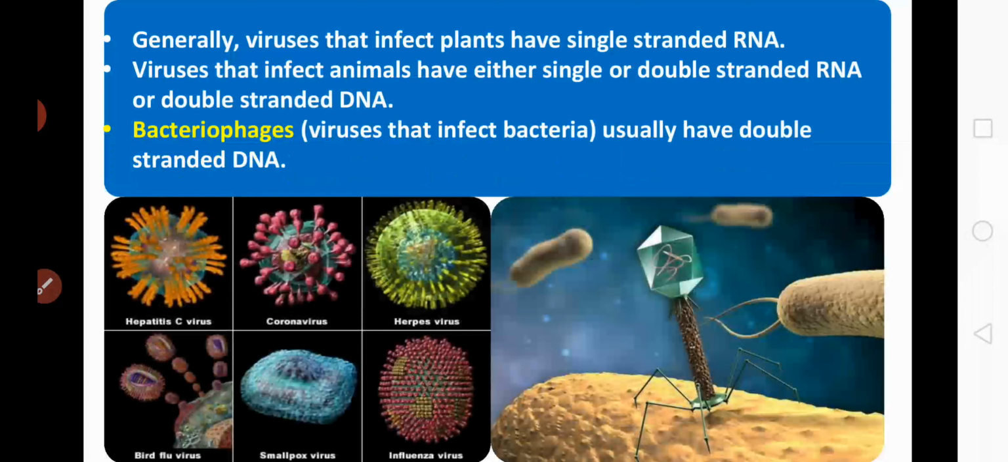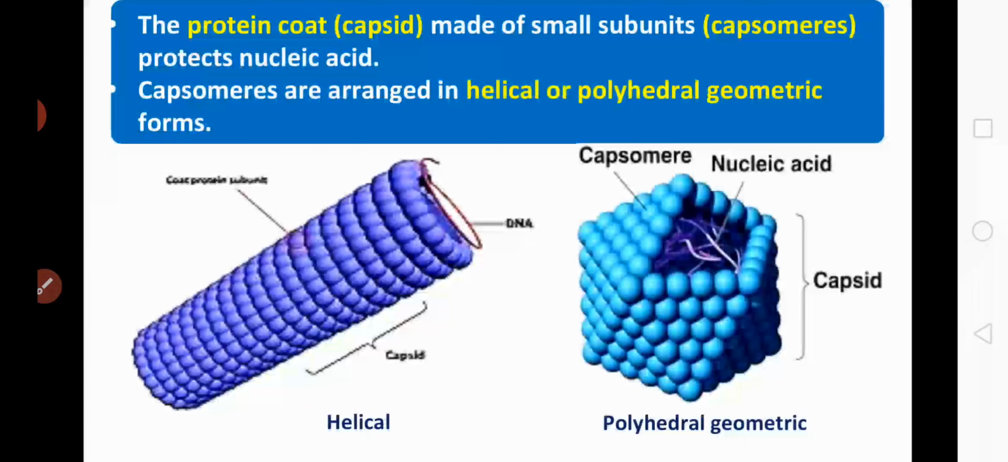And the bacteriophages usually have double-stranded DNA. What is the meaning of bacteriophages? Bacteriophages are the viruses which infect bacteria. Once again, bacteriophages are the viral particles which infect bacteria, and they usually possess double-stranded DNA. Understood? Any doubts? Clear? Okay.